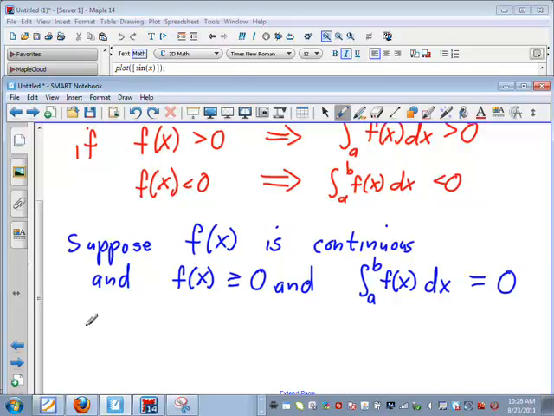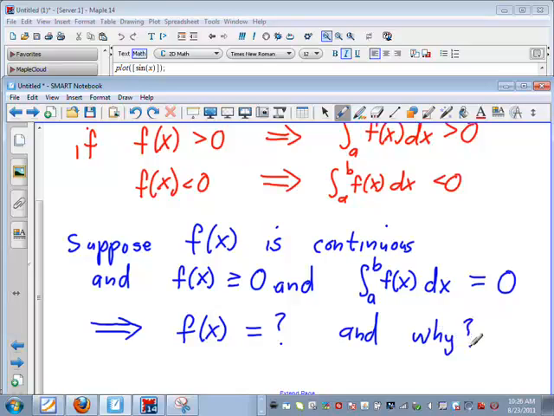Okay. What must we conclude about f of x? What must f of x be and why? So it's always 0 or bigger, and I tell you that the integral, the area under the curve, is nothing. Then what must we conclude about f? And say nothing. I want you to think about that. Okay. All right, but it has to do with this.